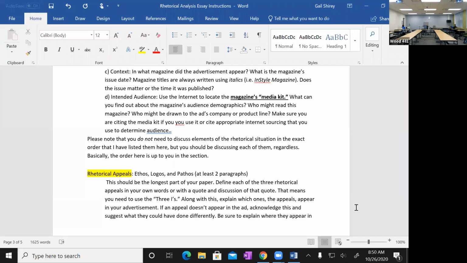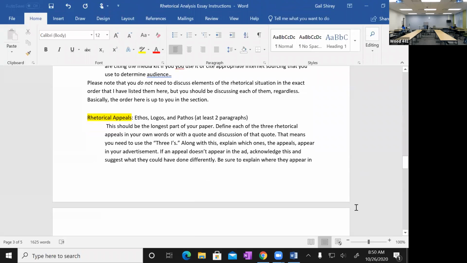The next section now is rhetorical appeals. In this section, you are talking about ethos, logos, and pathos, and you need to dedicate at least 2 paragraphs. And what you're doing here, number one, you need to make sure you define each of those appeals. You can do it in your own words, or you may use it with a direct quote. However, wherever you're quoting from, you will need to what?